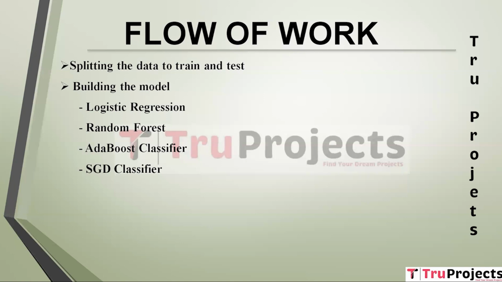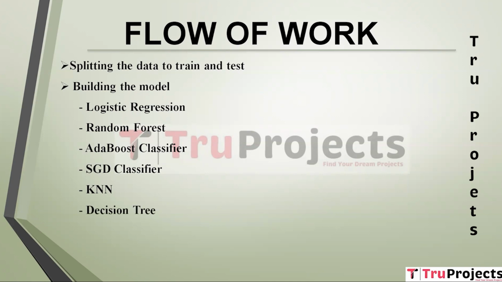SGD classifier. The stochastic gradient descent (SGD) classifier is a linear classifier trained using stochastic gradient descent, making it efficient for large datasets. It's commonly used in text classification tasks. KNN, K-nearest neighbor, is a simple and effective classification algorithm that predicts the class of a sample based on the majority class among its K-nearest neighbors in the feature space.